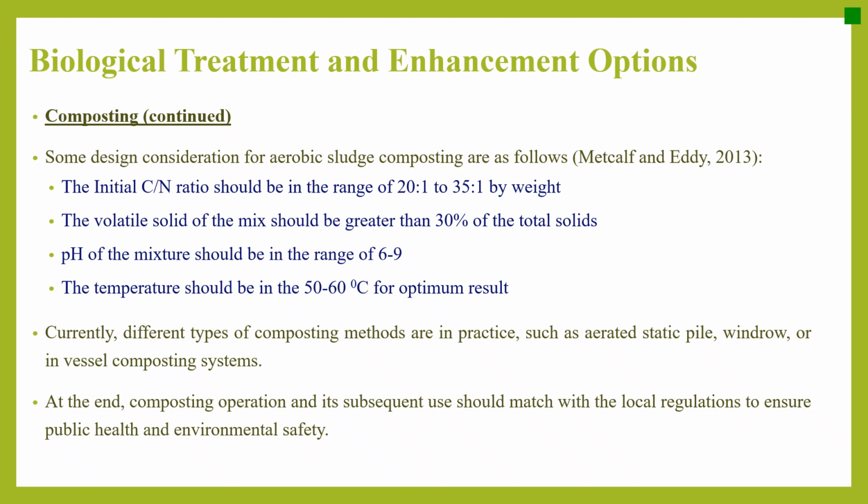The initial C:N ratio should be in the range of 20:1 to 35:1 by weight. The volatile solids of the mix should be greater than 30% of the total solids. The pH of the mixture should be in the range of 6 to 9, and the temperature should be in the range of 50 to 60 degrees centigrade for optimum result.